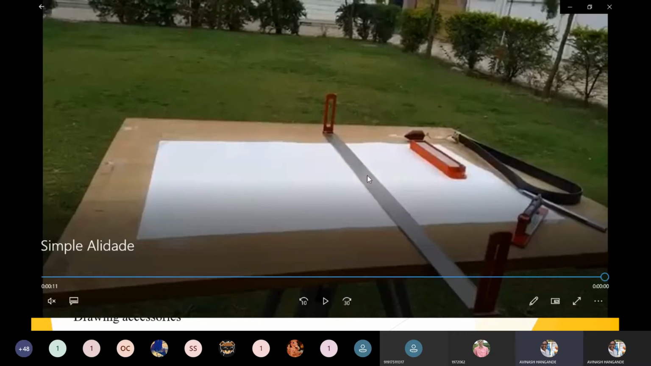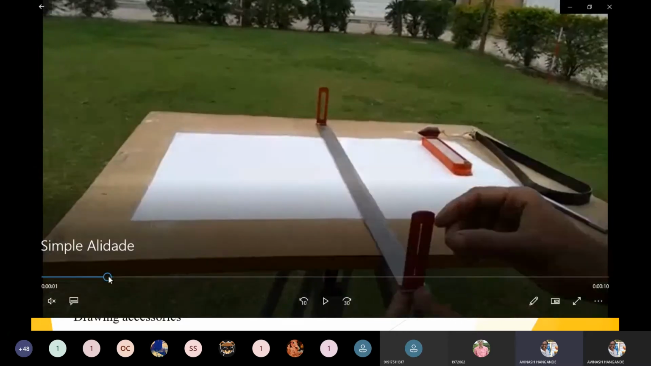So we have two uses of this plane table. One is to bisect the station point and draw the line, and second, we have to plot the distance also. So that is the use of this alidade. I hope you have understood what is meant by alidade. It is a simple one.